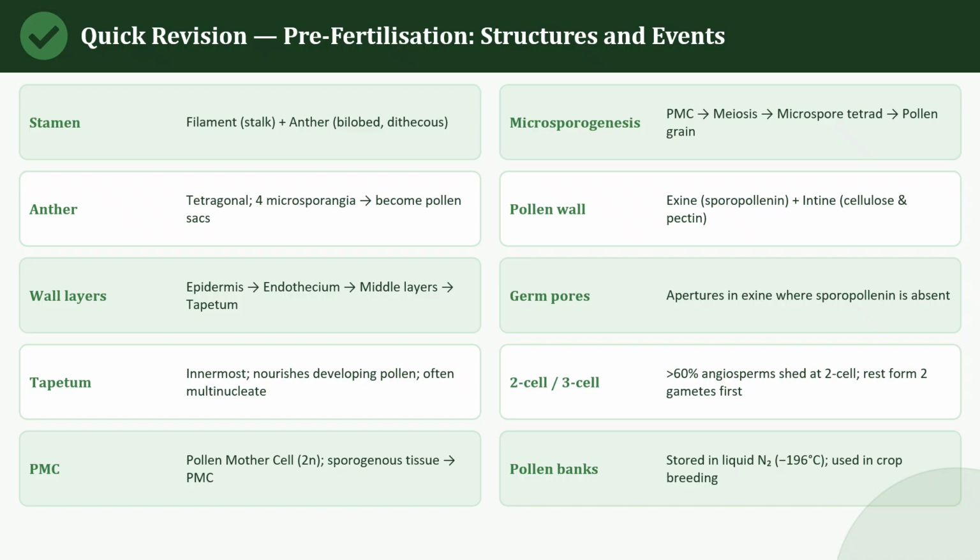And microsporogenesis flowchart, and also pollen grain structure diagram. That is very important, children. Just practice those diagrams, and sporopollenin properties, and also pollen viability and pollen banks. So we have come to the conclusion of this part.